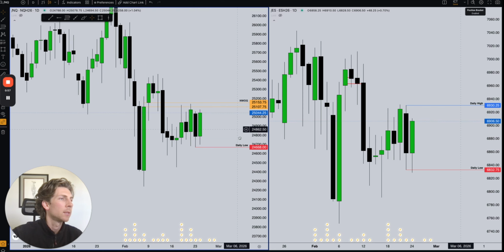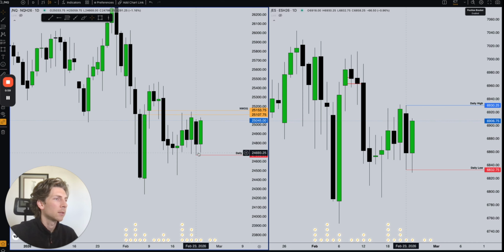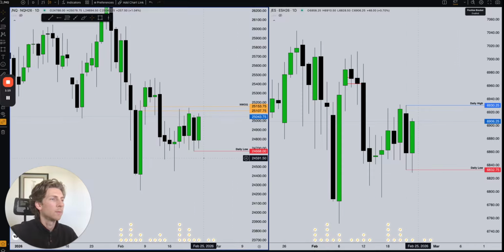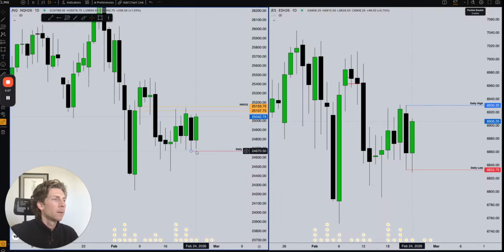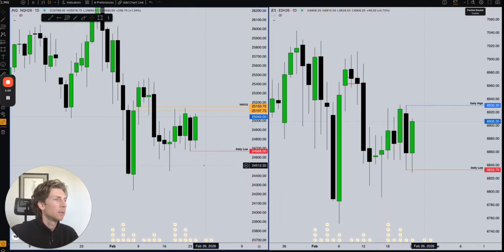ICT teaches that this means there's SMT down at the lows, smart money theory, smart money technique, whatever you want to call it, SMT, which means NQ made a higher low. This daily low here is a higher low, and ES made a lower low. So what does that mean for us as traders and what we can look for? It means that NQ is stronger.